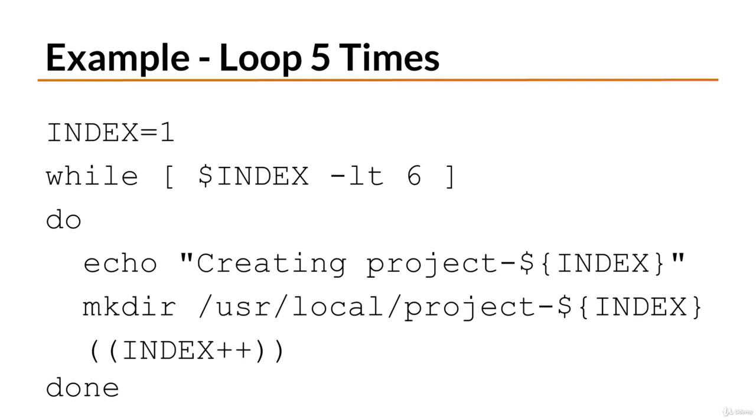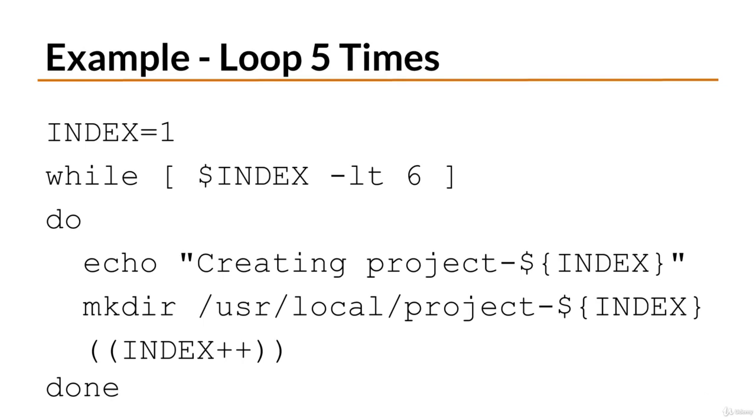First, index is set to 1. The commands in the while loop get executed because index is less than 6. The echo command is executed and displays "creating project-1." Then the mkdir command is executed. Finally, the index variable is incremented by 1.